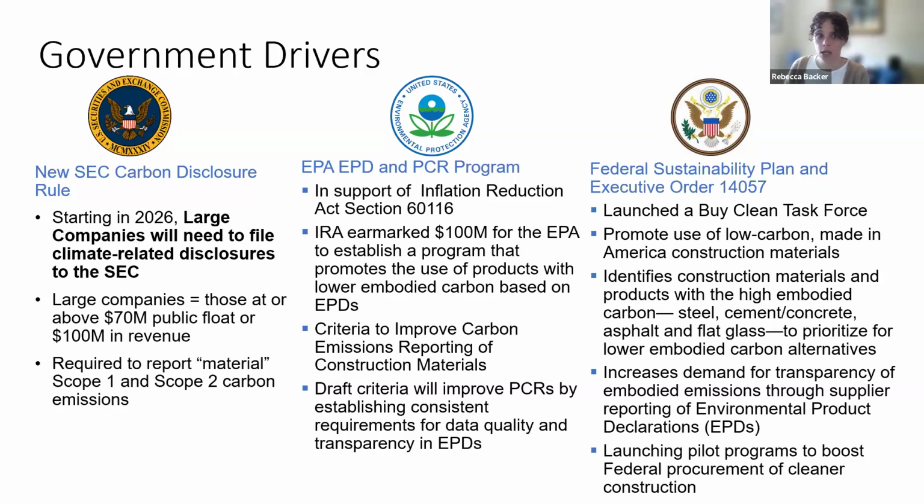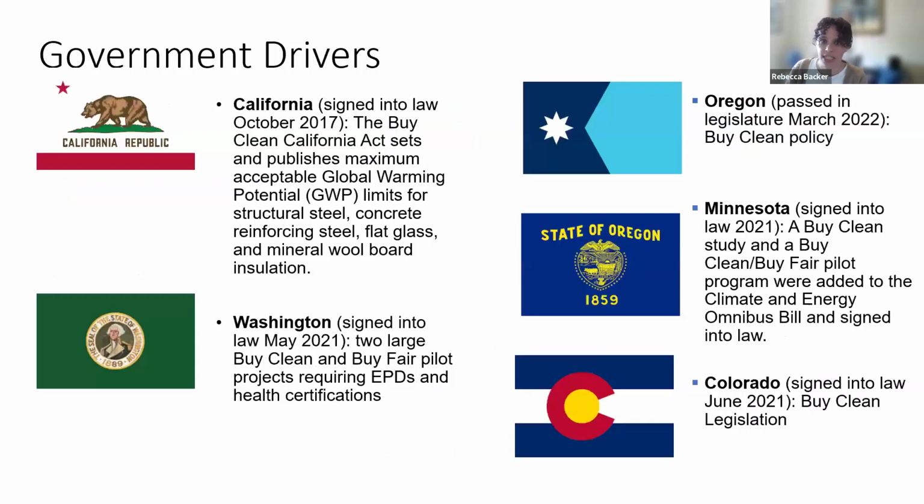So we're seeing the EPA start to put together their own programs that require products to have EPDs. And then we're also seeing a lot of Buy Clean task forces come out at the federal level, where you're going to be prioritizing products on government projects that have embodied carbon quantified through EPDs. And then we're seeing a similar thing at the state level. Similar Buy Cleans are coming out in California, Washington, and many other states.